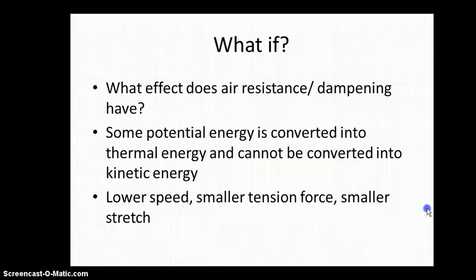The what-if question can be, what effect does air resistance or dampening have on the rope swing? Some potential energy is converted into thermal energy and cannot be converted into kinetic energy. This, in return, will lower the speed, create a smaller tension force, and smaller stretch. Overall, this lab was effective in showing the pendulum motion of the rope swing and that the energy principle was satisfied since the energy equals 0 as shown by the graph seen.